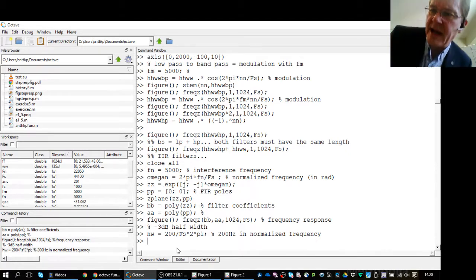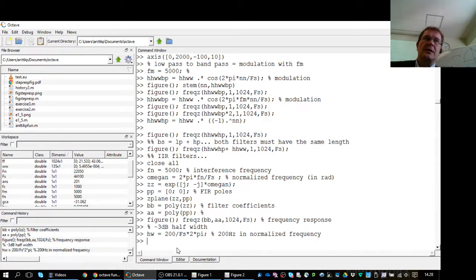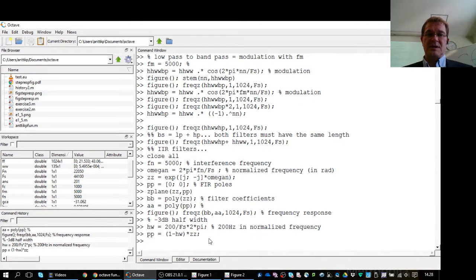So we can actually then calculate the poles. Poles are on the same angle. So I'm now taking my poles from origo and moving them to correct locations, meaning that the range from origo would be 1 minus HW, and then multiplied by the zeros. Yeah. So the zeros were on the unit circle. So if you multiply by a new range, then you'll get something like that.